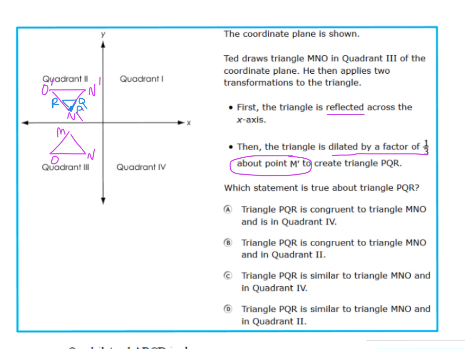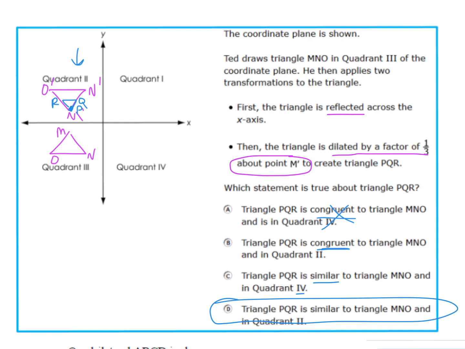Now let's read our statements. Triangle PQR is congruent? No, it's definitely similar. It shrunk down. So it's not congruent, and it's not in quadrant 4. Its PQR is congruent, and it's in quadrant 2. Almost, but it's not congruent. It's similar. Okay, here we go. It's similar, and it's in quadrant 4. I don't think so. We're in quadrant 2 right here. So it's going to have to be D. It's similar, and it lands in quadrant 2.